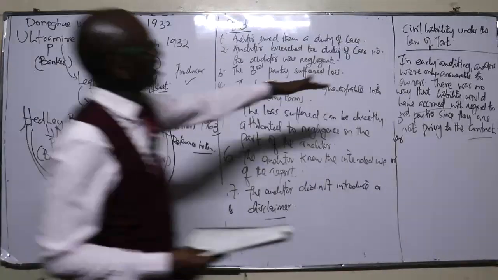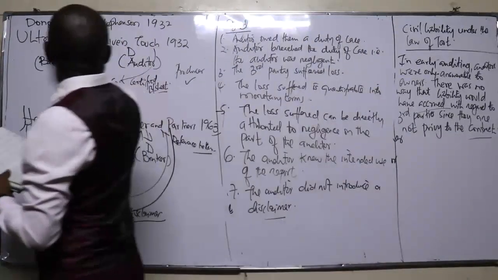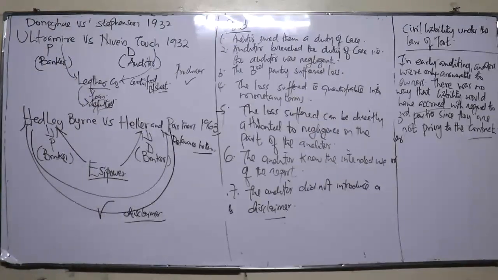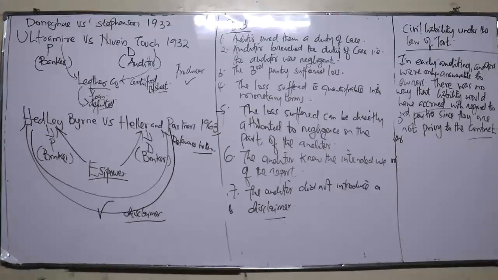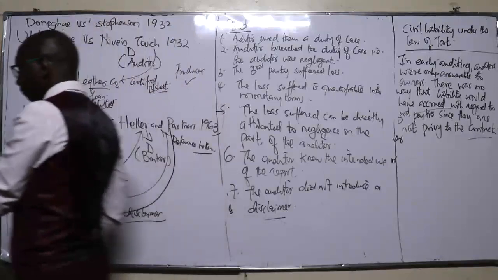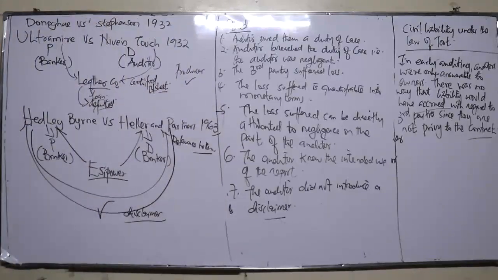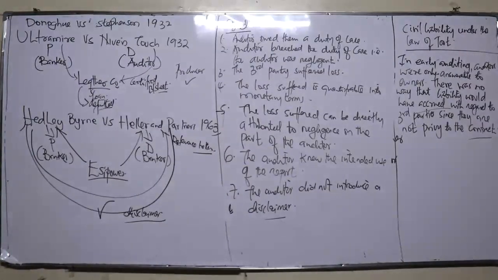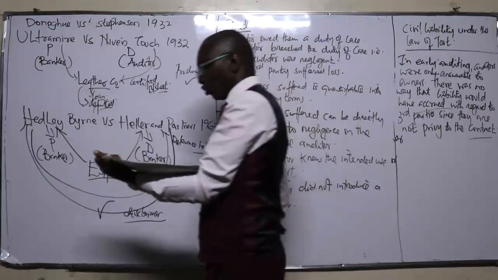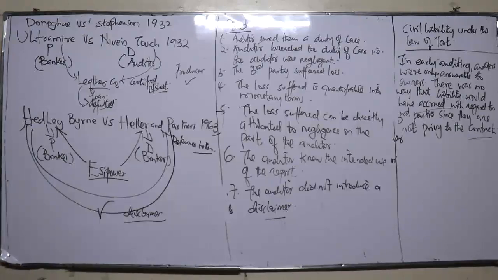So in the case, we've just written this. This was the introductory bits. Then you're saying, in the case of Ultramares versus Touche Niven of 1932, it was held that the auditor has no legal relationship in absence of contractual relationship. Very important to note that.